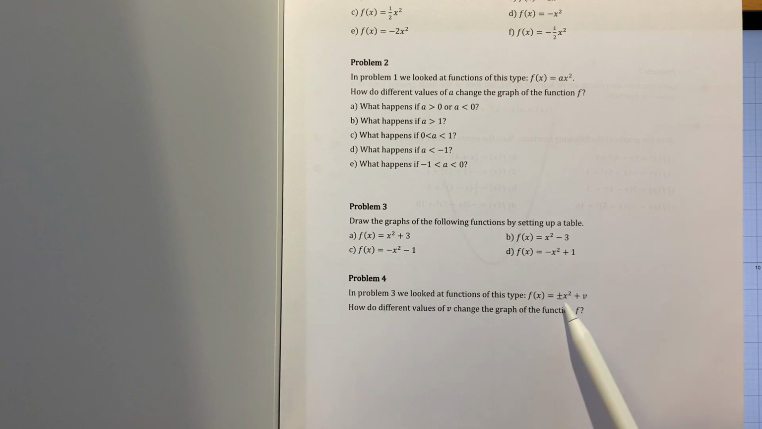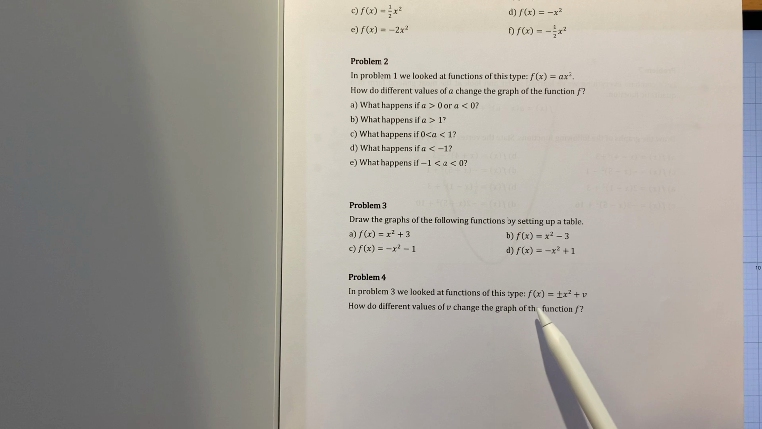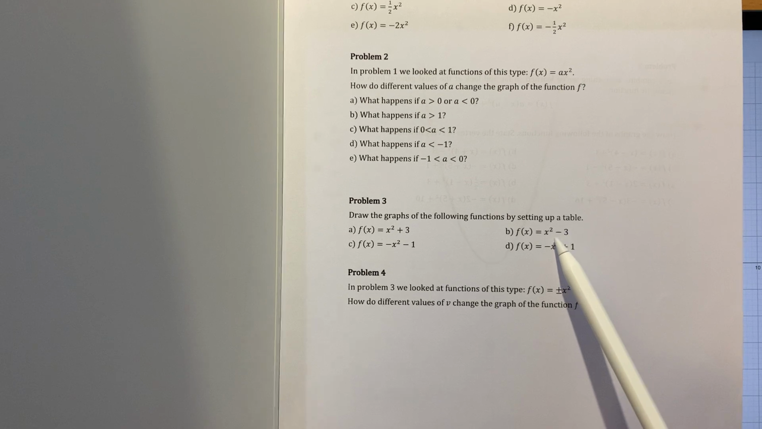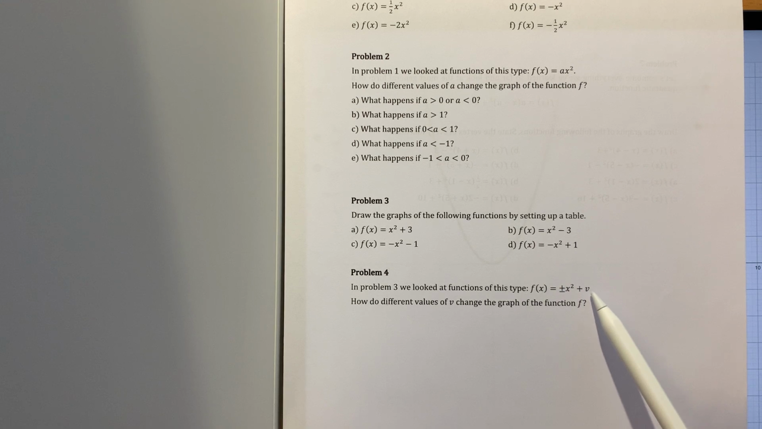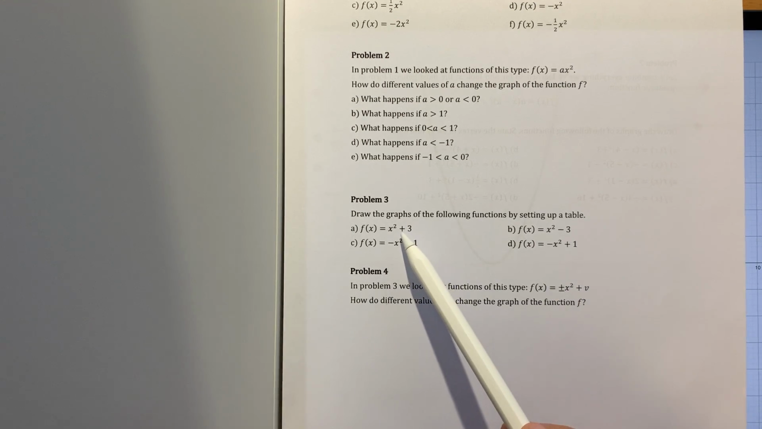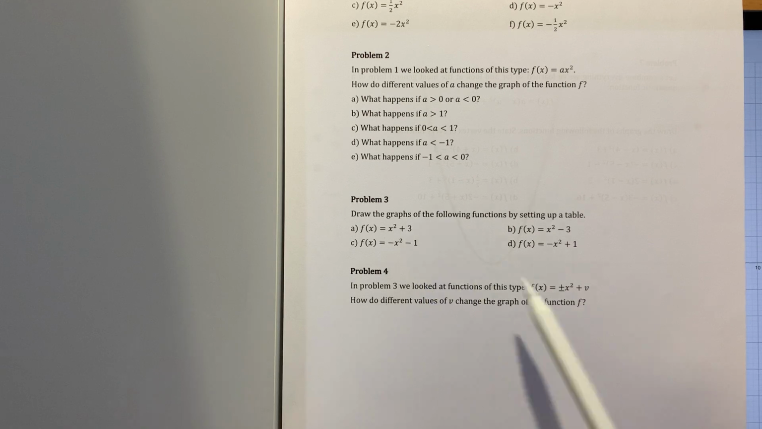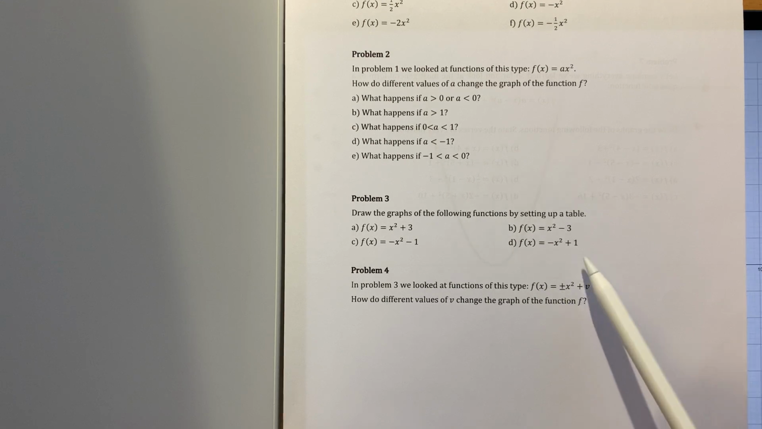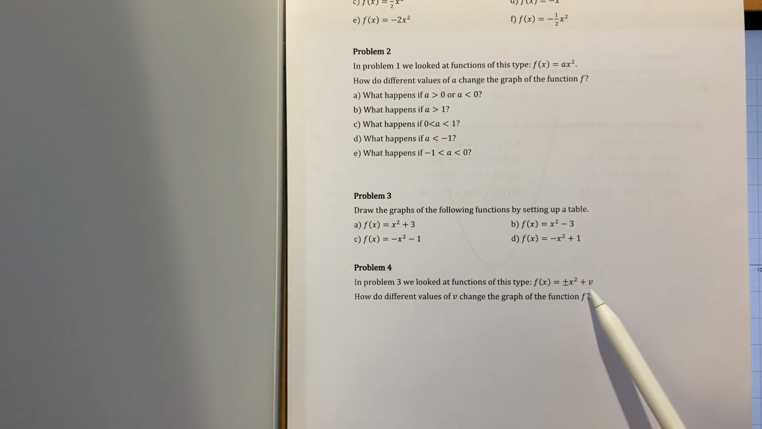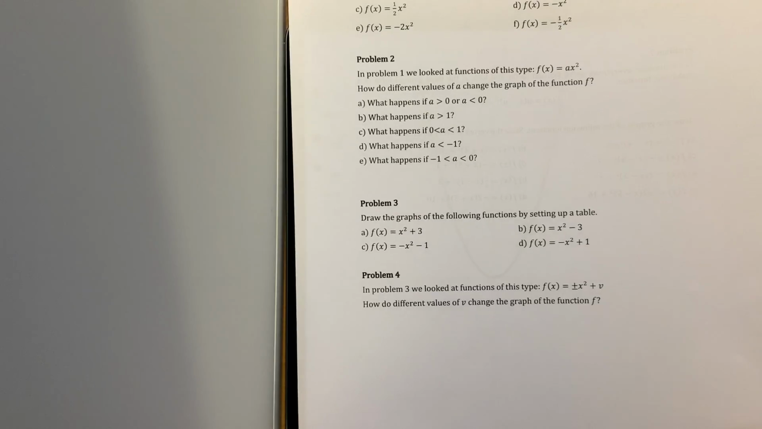Now look, in problem 3 we looked at functions of this type, plus minus x squared plus v. Well, I didn't write plus minus v here because v can be positive or negative, okay? In this case, it's plus x squared minus 3, and v would be minus 3. In this graph, it's plus x squared plus 3, and v would be 3. Here, it's minus x squared plus 1, v would be 1. Here, v would be minus 1. Now look what happens. It's pretty obvious.